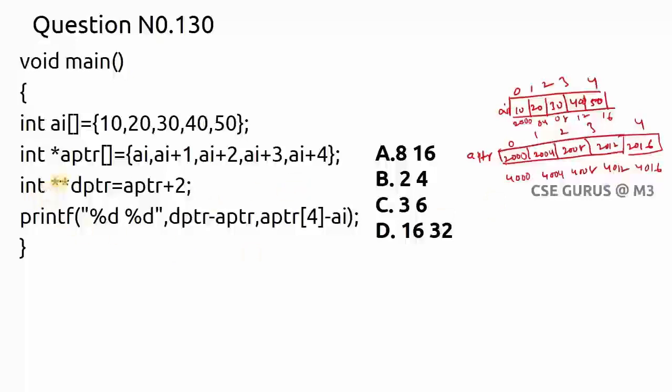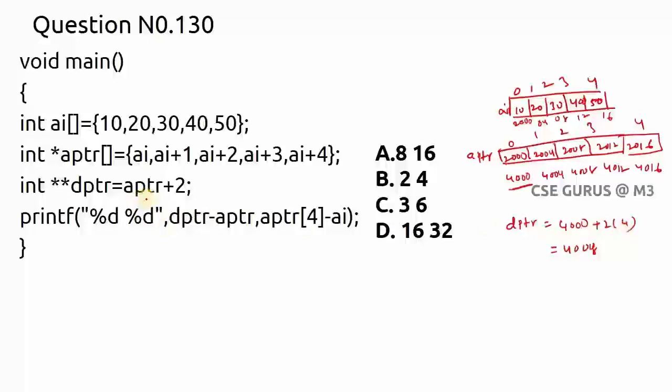Now the double pointer dptr, what is it taking? The value is aptr plus 2. That means what is the dptr value, which is aptr. What is aptr? The address of aptr of 0. What is the address? 4000 will be taken here, 4000 plus 2. That means 2 into the data type size, that is 4. That means what is the dptr value? It's 4008. It's not 4002. Like this it will be taken.